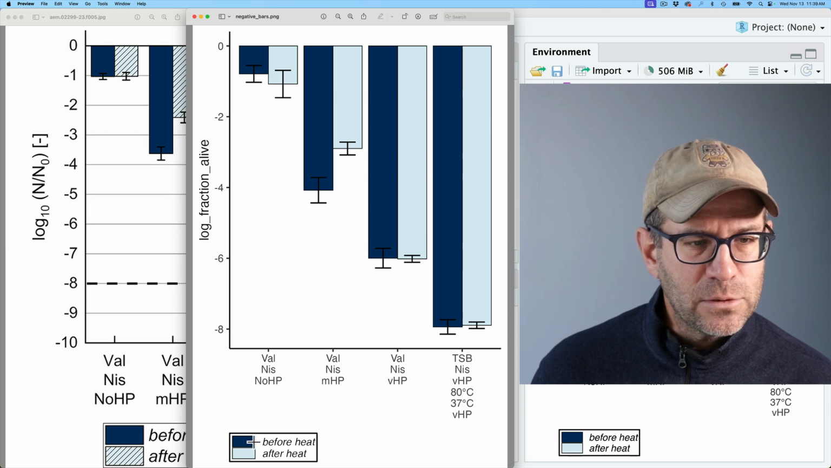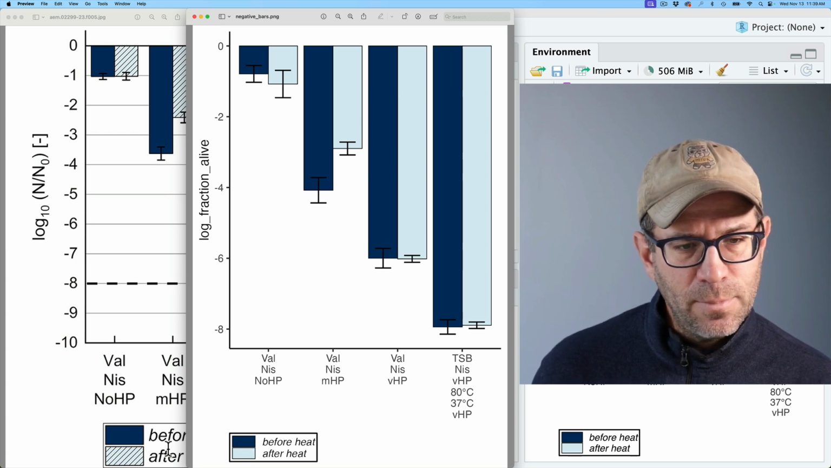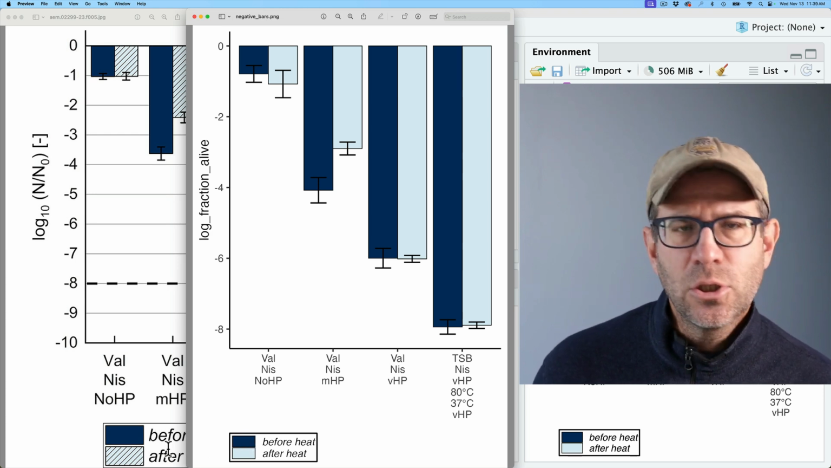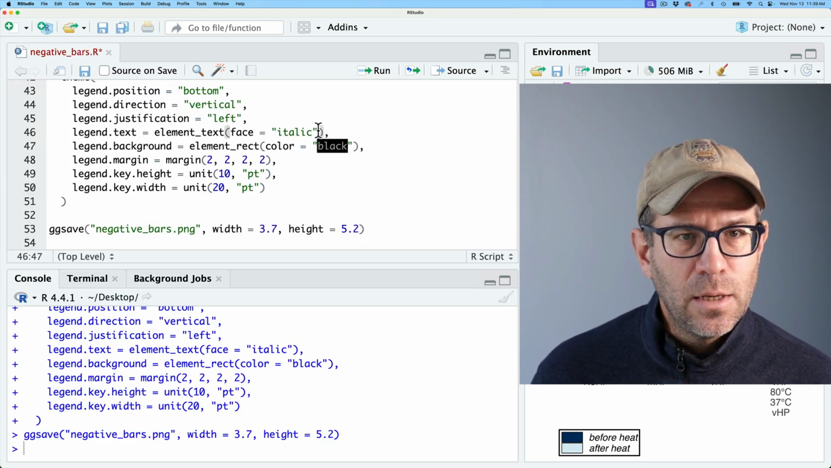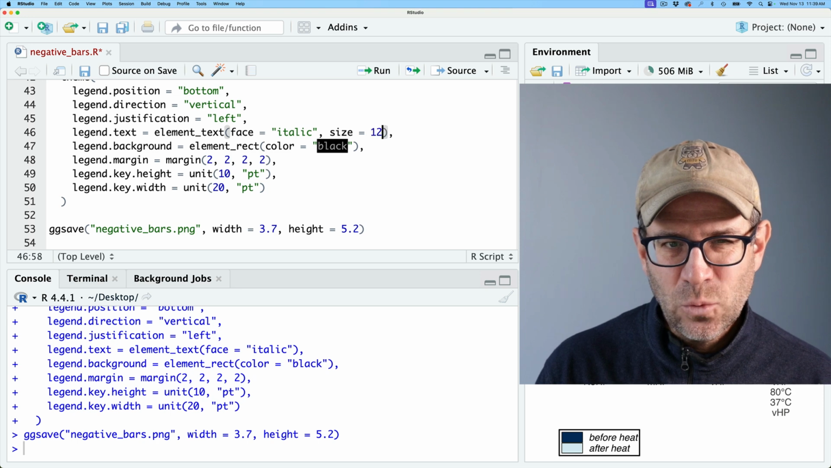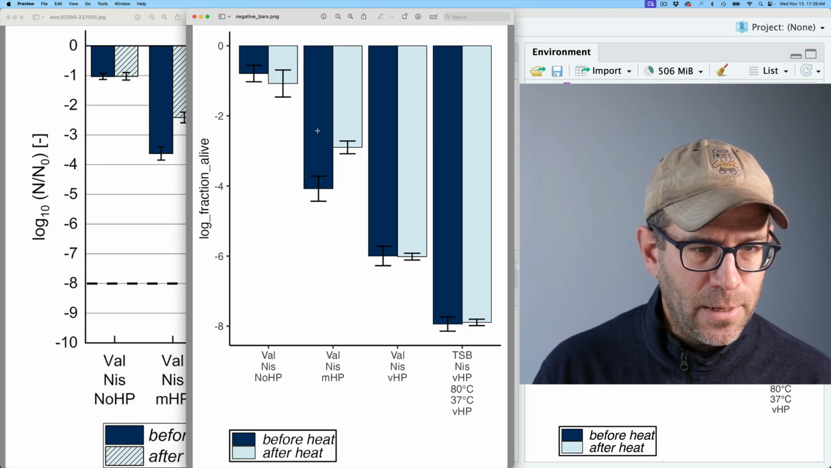Their font, of course, is quite a bit bigger than ours. So let's make the font bigger so we can match what theirs looks like. And so we see that with legend.text. In here, we can do size. Let's try 12. We can probably go even bigger than that.